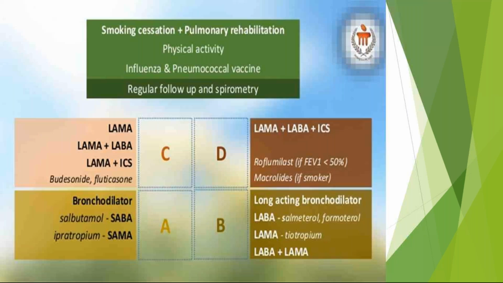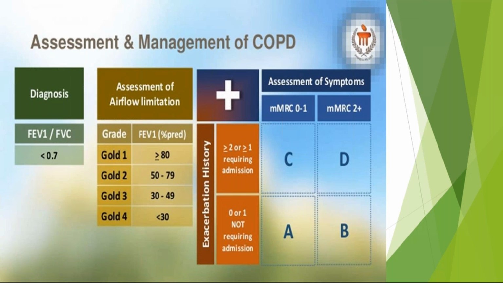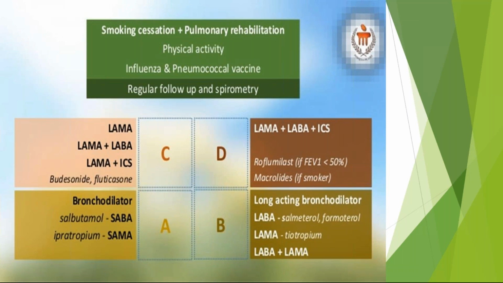Coming to category D, which includes more than 2 exacerbations history, and his breathlessness grade is also 2 or above. The patient will be treated with all the following medications along with roflumilast and macrolides to prevent exacerbations. Macrolides are added mainly to treat the infections, and roflumilast is a mast cell stabilizer.